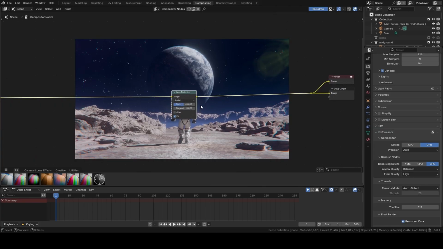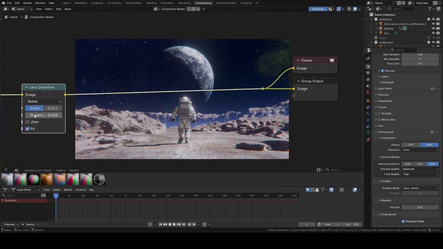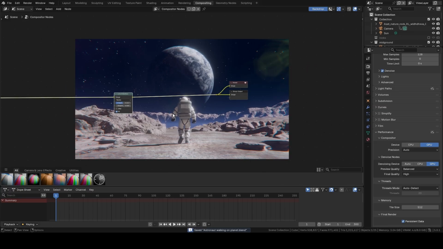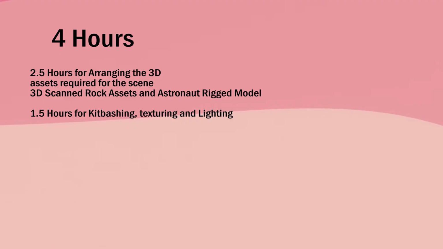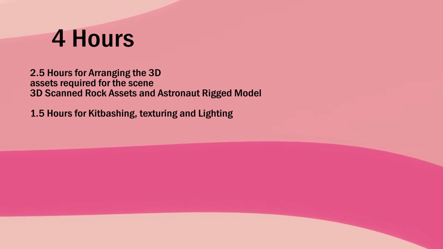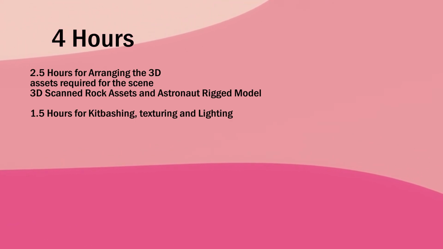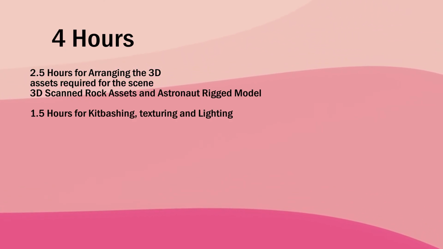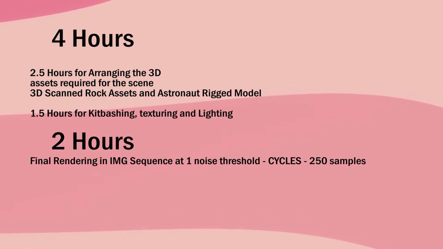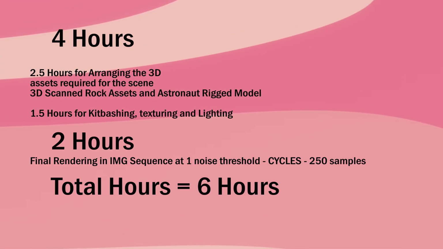And then I also added lens distortion, since every camera has lens distortion in it. Put it on fit, and there you go. I have my whole scene ready in just a few hours. Basically it took me 4 hours, 2.5 hours to gather the assets and the model of the astronaut. Then the other 1.5 hours for texturing and layout and blockout, leading to the final render. And then rendering took me like 2 hours, so it took me 6 hours to make this whole scene.